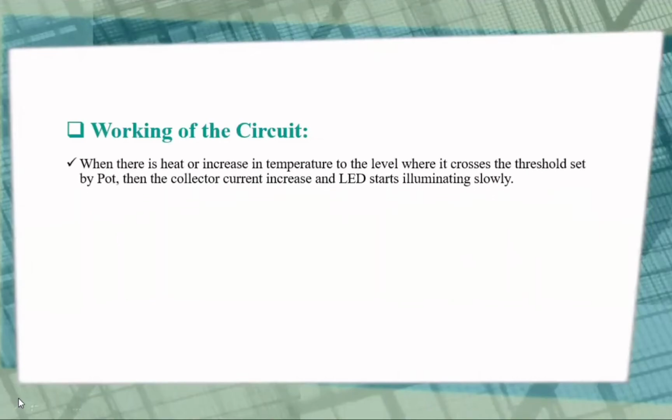Working of the circuit. When there is heat or an increase in temperature to the level where it crosses a threshold set by the pot, then the collector current increases and the LED starts illuminating slowly. We can also use a buzzer in place of the LED.